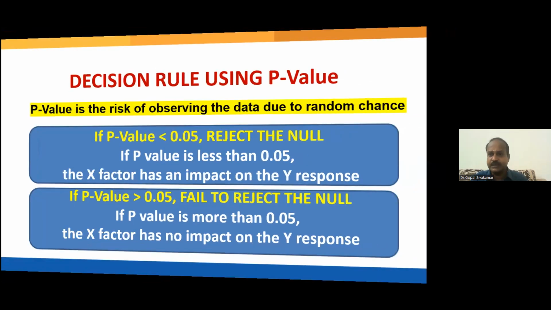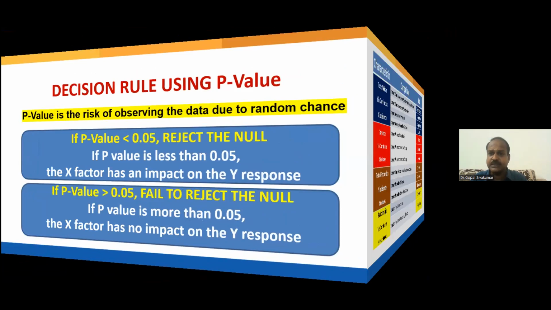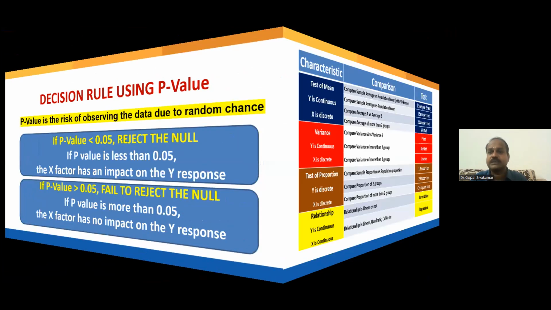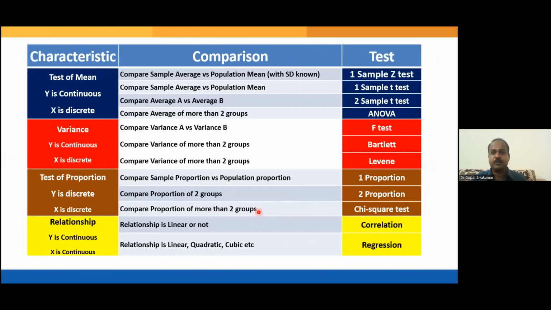And see here, there is a test of mean. You can see what we discussed, right? One sample Z test, one sample T test, two sample T test, and then ANOVA. Similarly, you can see test of proportion, right? Test of proportion, we have one proportion, two proportion, and chi-square. Similarly, you can have test of variance also. What is variance? Square of the standard deviation.